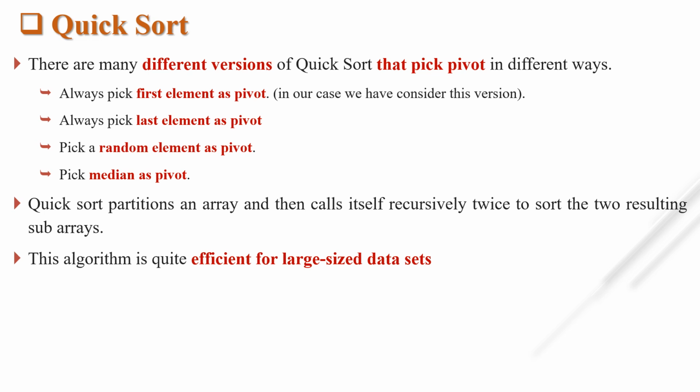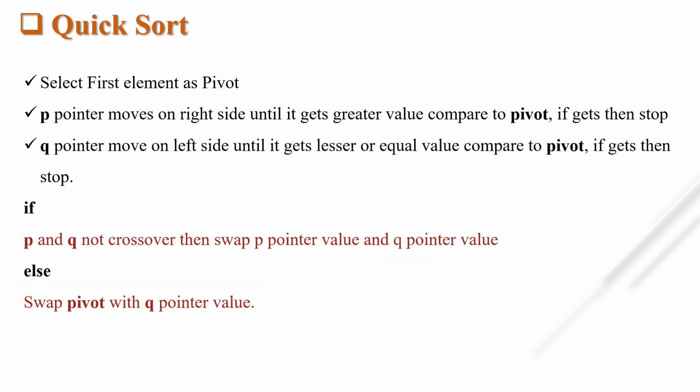Let's see the example so that you can understand what exactly a pivot is. In our example, we select the first element as the pivot. As I said, there are two pointers. They may be i and j, or p and q. The p pointer moves to the right side until it gets a value greater than the pivot element. If it gets one, we stop at that position. The q pointer moves to the left side until it gets a value lesser than or equal to the pivot element. If we get that element, then we stop.